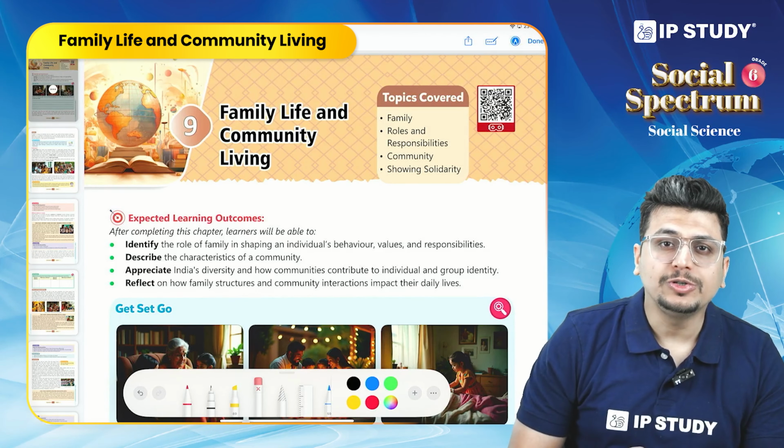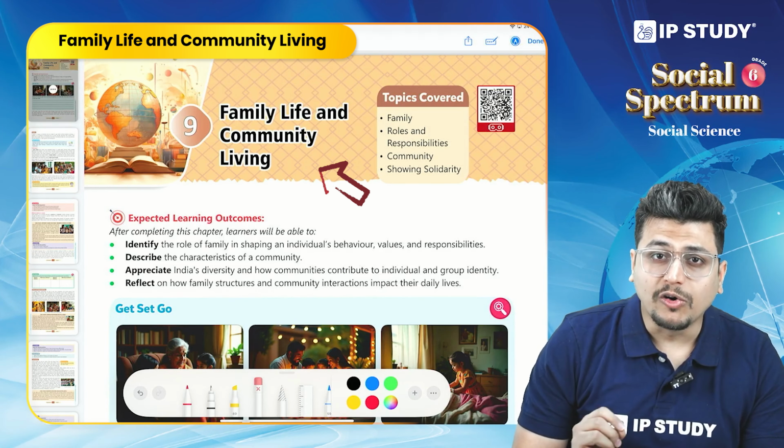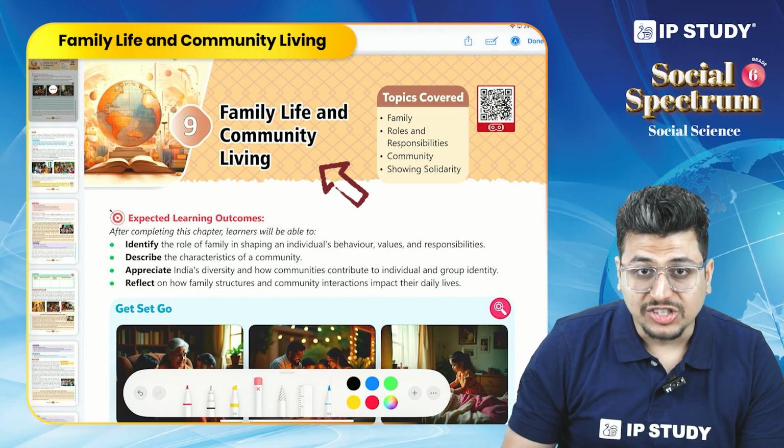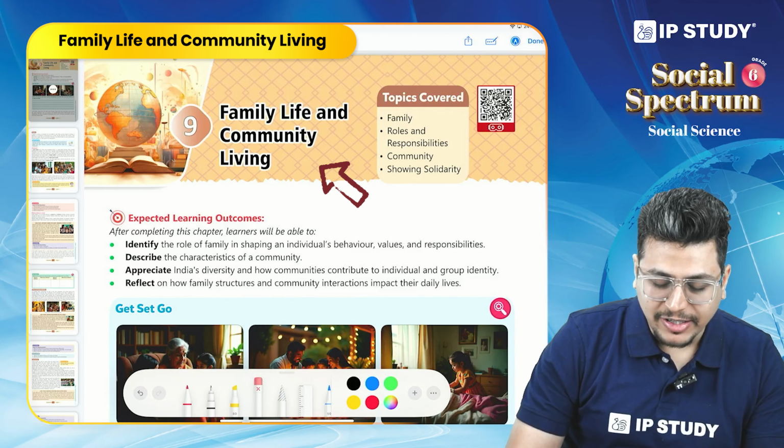Today we are going to discuss chapter number 9 of grade 6 social science. The chapter name is Family Life and Community Living.